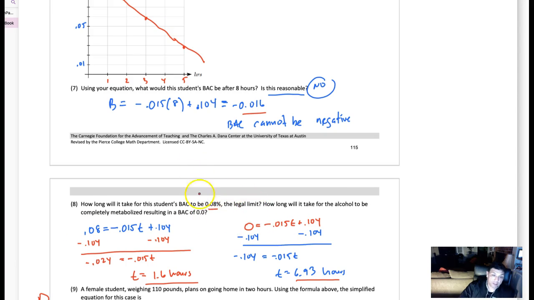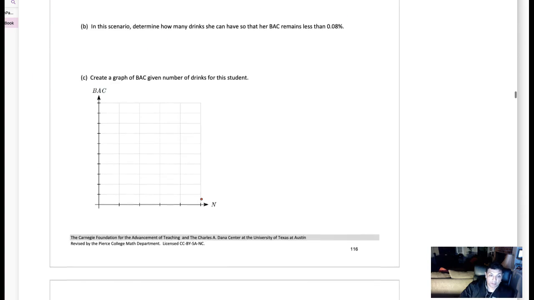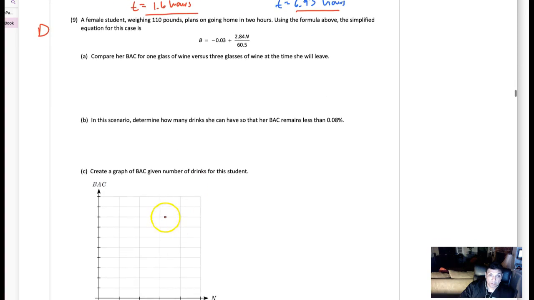So for your discussion, you're going to try this similar problem for females, though. That's what you're going to do for your discussion.